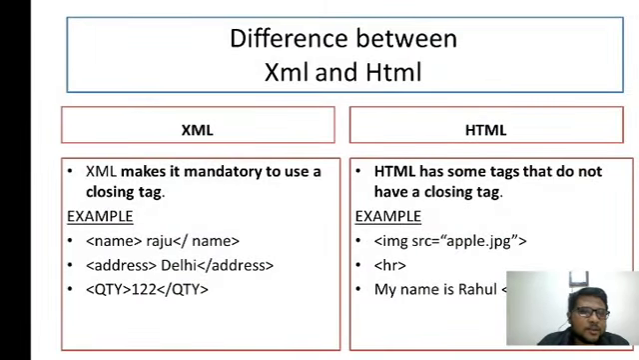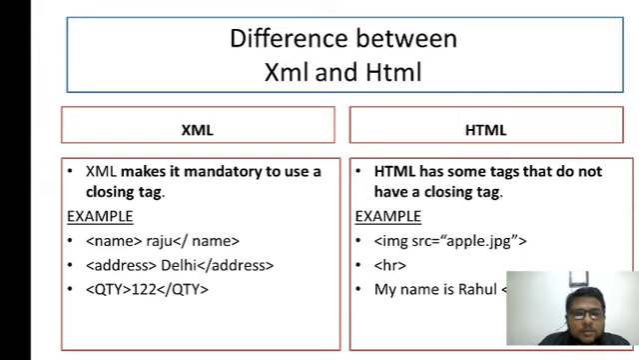Then the next difference between XML and HTML is that in XML it is mandatory to close the tags. Look at my tags here. Name, I have closed it. Address, I have closed it. QTY, I have closed those tags. That slash sign is the closing tag. But for HTML, there are tags that do not have a closing tag. So that is the main problem. In HTML, we have tags that do not have a closing tag, like the image tag, and like the HR tag, we do not have a closing tag.